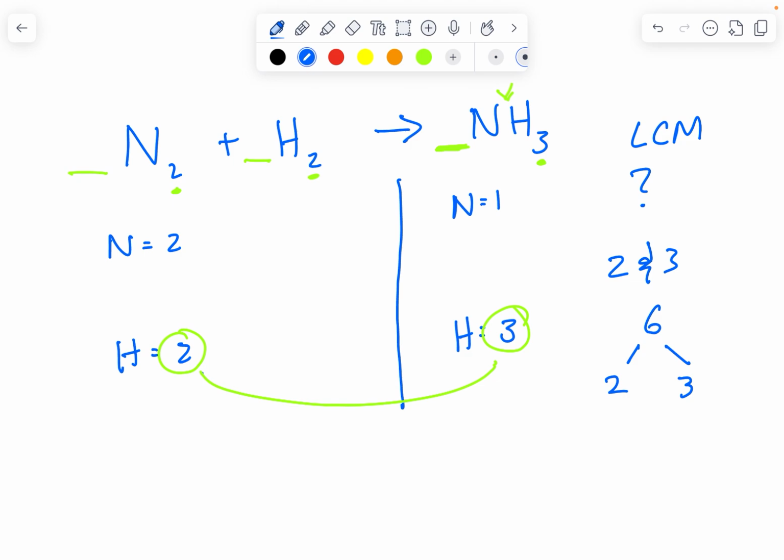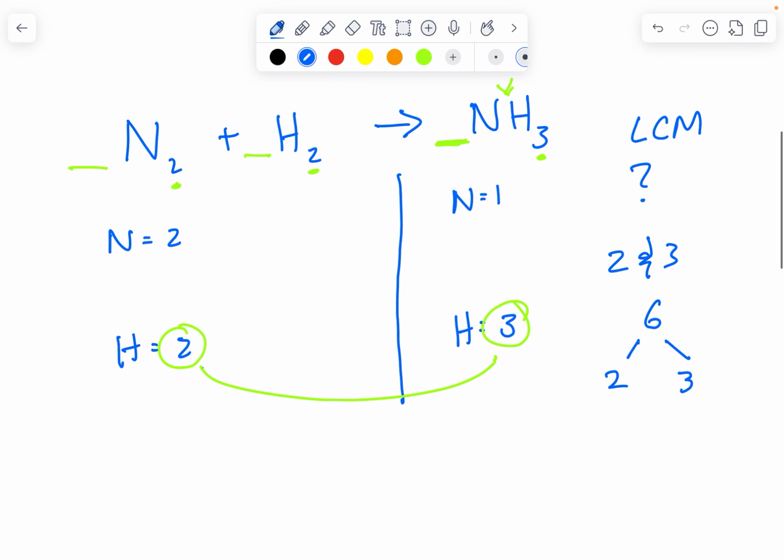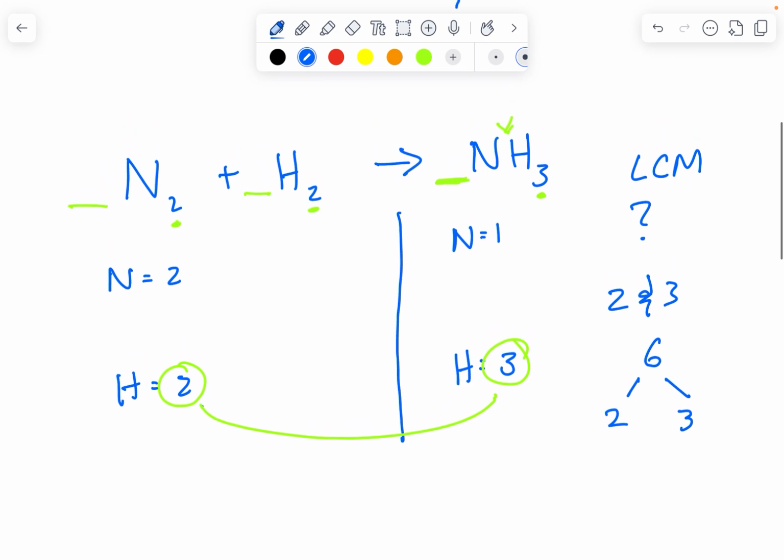So that means our hydrogen, the only option that we have to make the hydrogen match, is to wind up with 6 hydrogen on both sides. So it's pretty straightforward from there. I'm going to put a 2 here. The 2 is going to multiply times the nitrogen, so that gives us 2 here. The 2 is going to multiply by the hydrogen. That gives us 6 here.